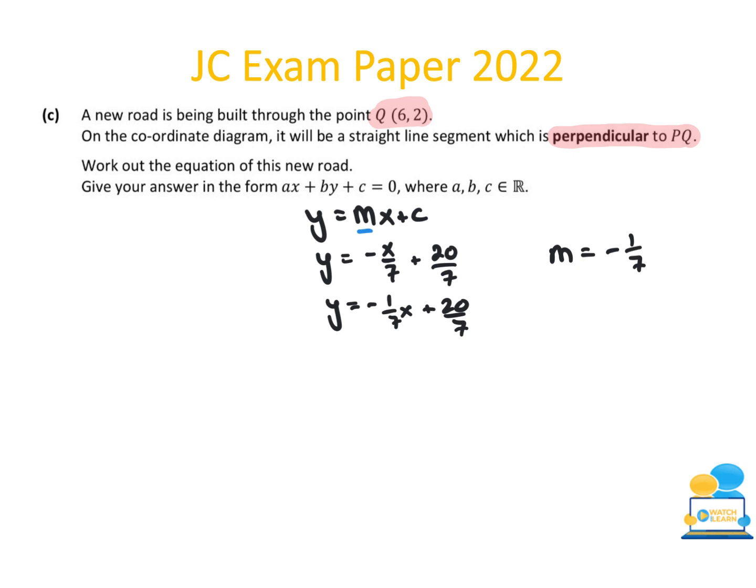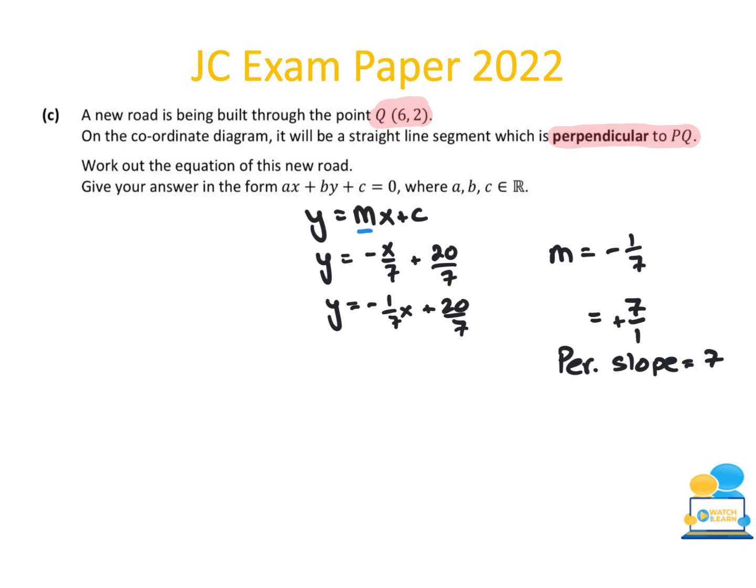So the slope of PQ is minus 1 over 7, but the slope that we need for our equation of the new road is going to be the negative reciprocal of this, as it is perpendicular to PQ. That means the slope that I need for this new road is going to be the inverted fraction, so 7 over 1, and the opposite sign, which will be plus. So our perpendicular slope is 7. Now I have a point on the line and the slope on the line for the new road.